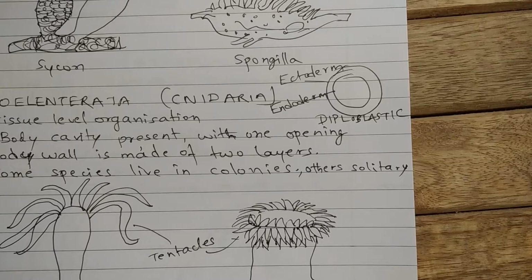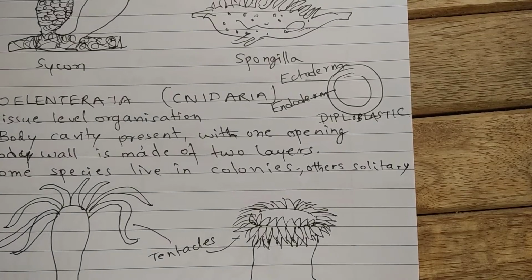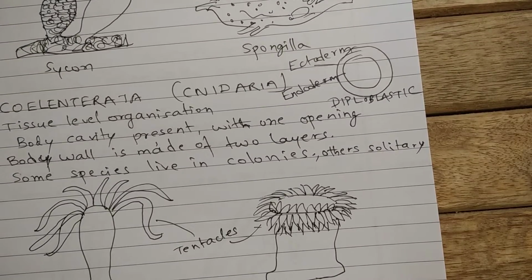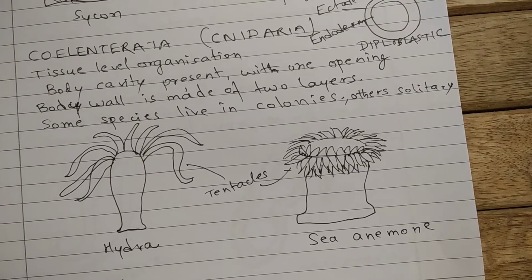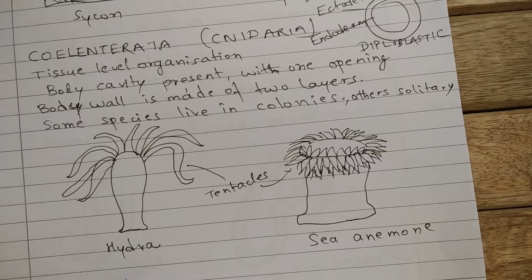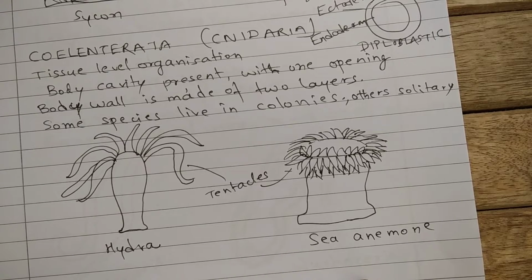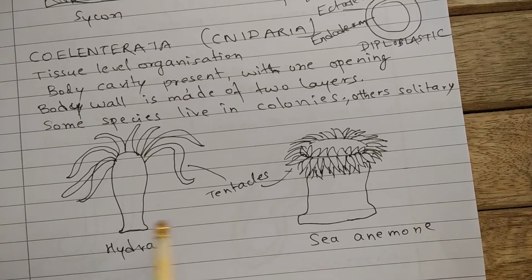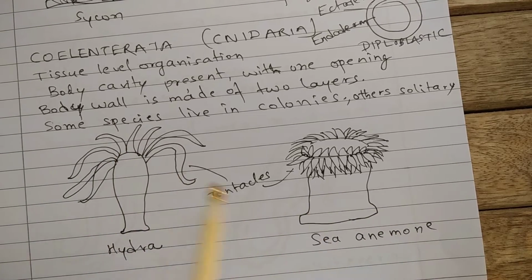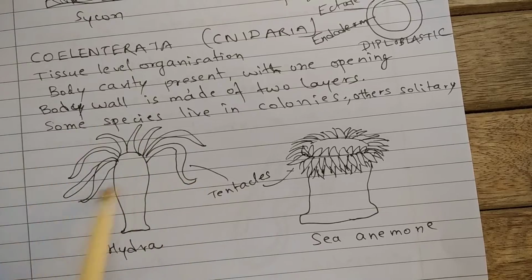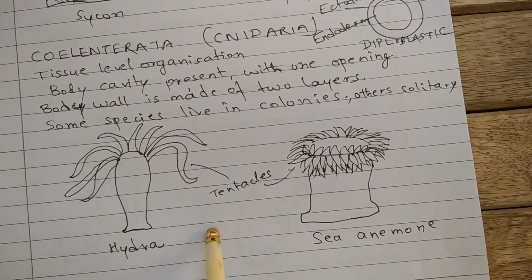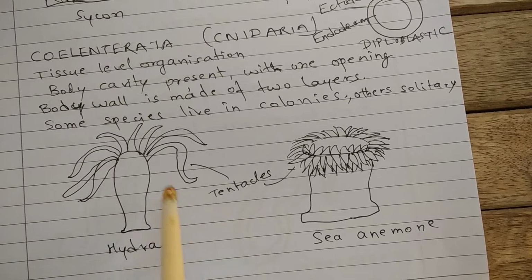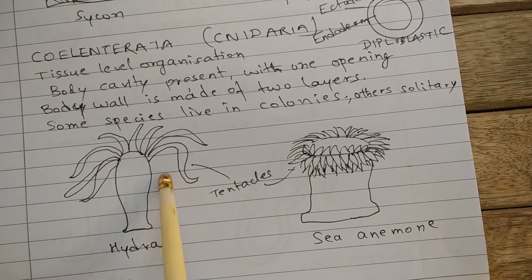Some species live in colonies and others live a solitary life. Examples are Hydra, sea anemone. Another unique feature about these animals is that they have tentacles, the whiplash-like growth on top of their body, and these tentacles are used for catching prey.